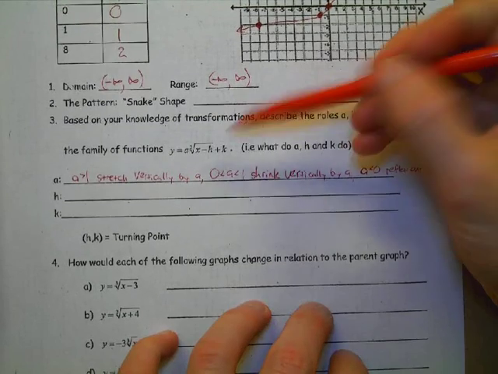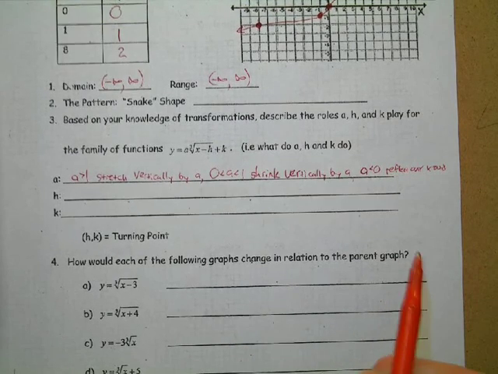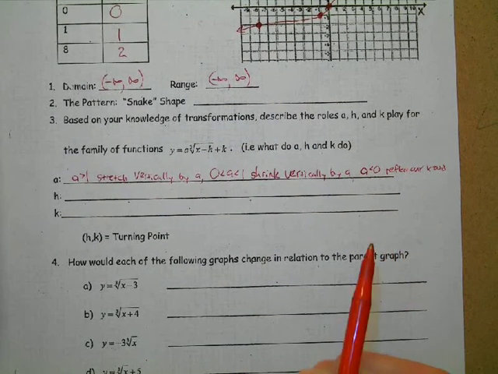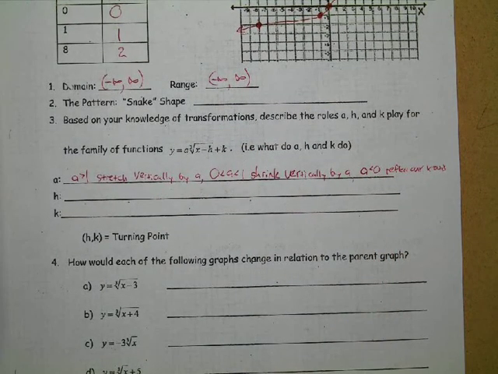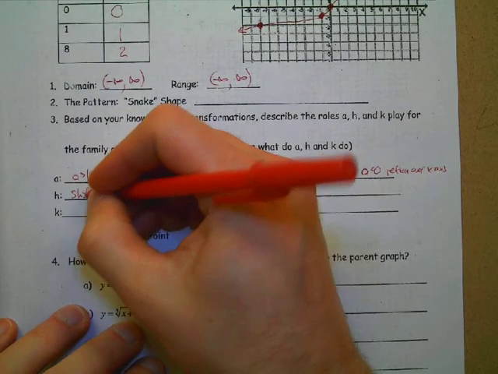Okay. What does the h do? The number that's in with the x. What does h do? I'll make this one shorter. What does h do? Up or down? No, it's in with the x. Left and right. That's right. Because it's in with the x, it shifts things left and right.